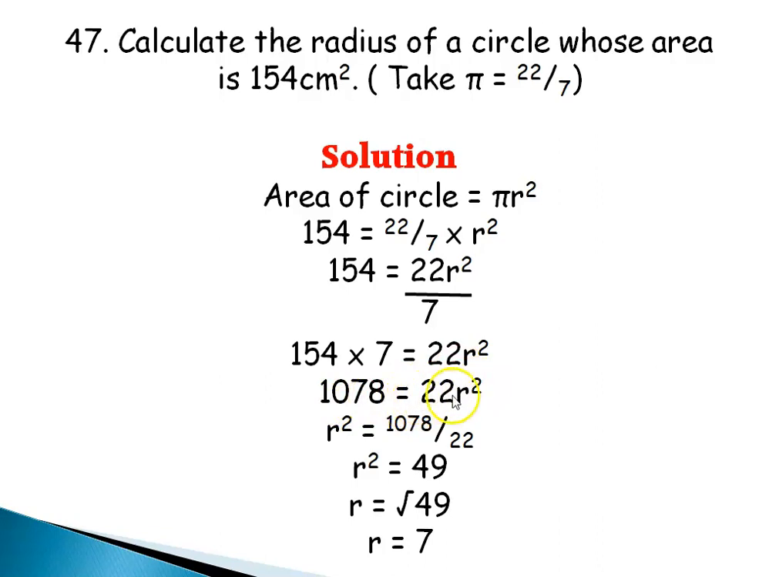Then I'll divide both sides by 22. R square is 1078 divided by 22. R square is 49. And then to find R, I'll find the square roots of both sides. The square root of R square is R. The square root of 49 is 7. So my radius is 7. Do you understand this? Very good.